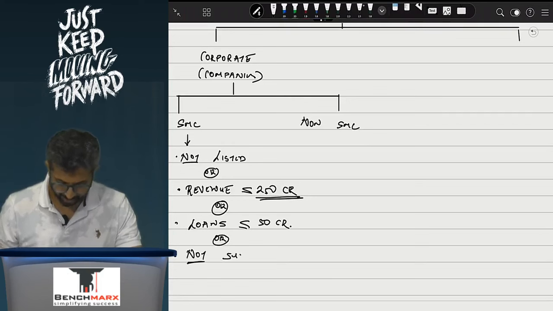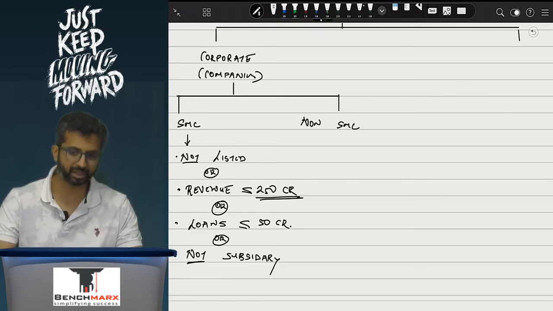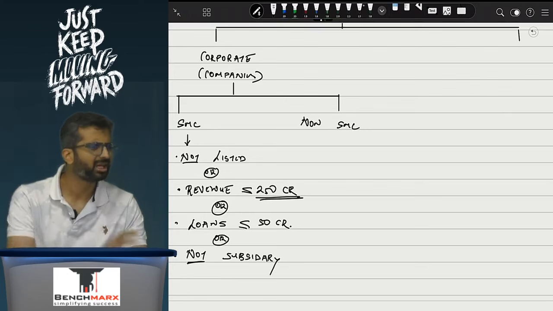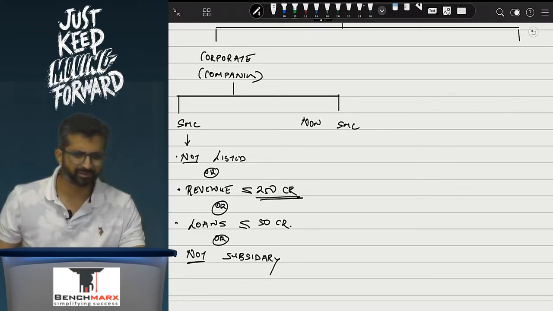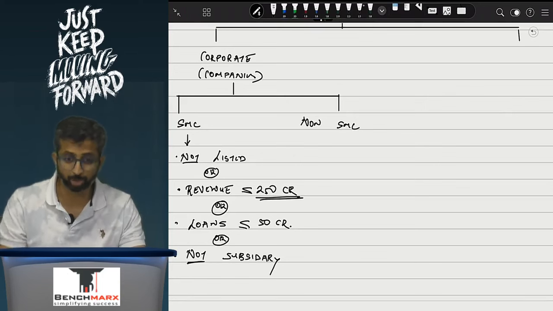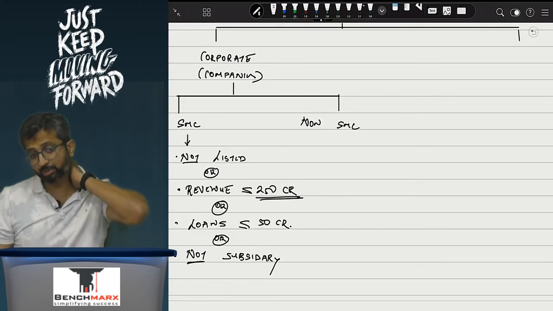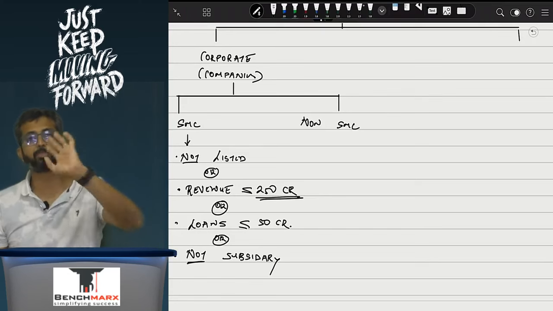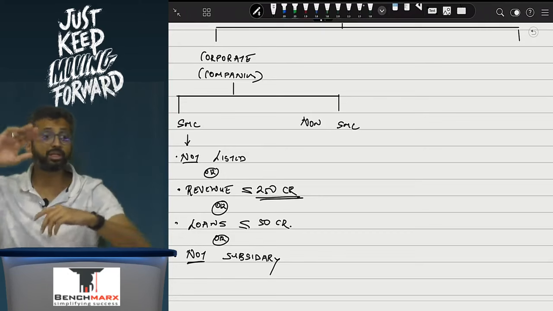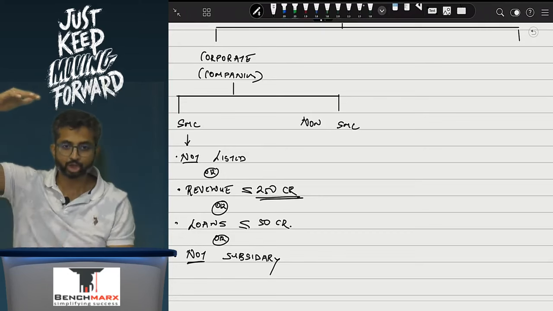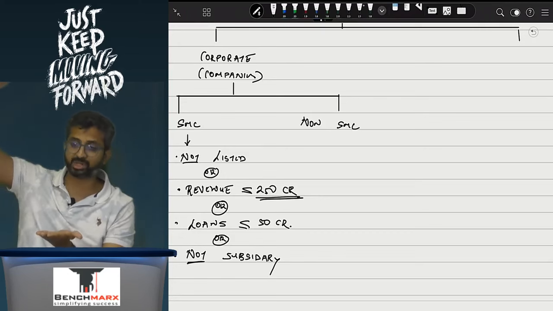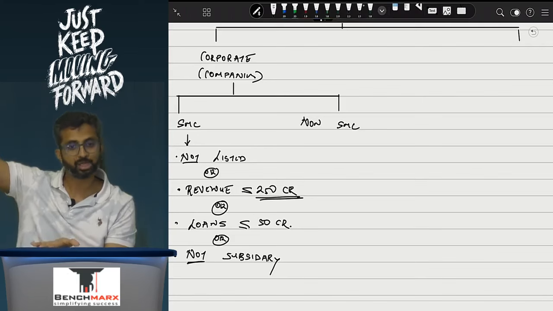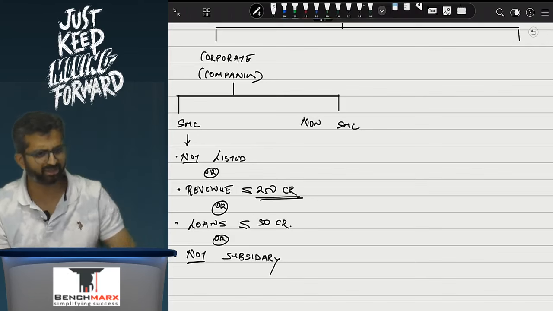be a subsidiary. When you study law, you will study a definition of a private company. Have you heard about a private company? There will be certain limits. They will tell you share capital cannot be greater than this, number of members cannot be greater than this. But a public company will have its own definition. A private company which is a subsidiary of a public company will also be treated as a public company. The same applies here.